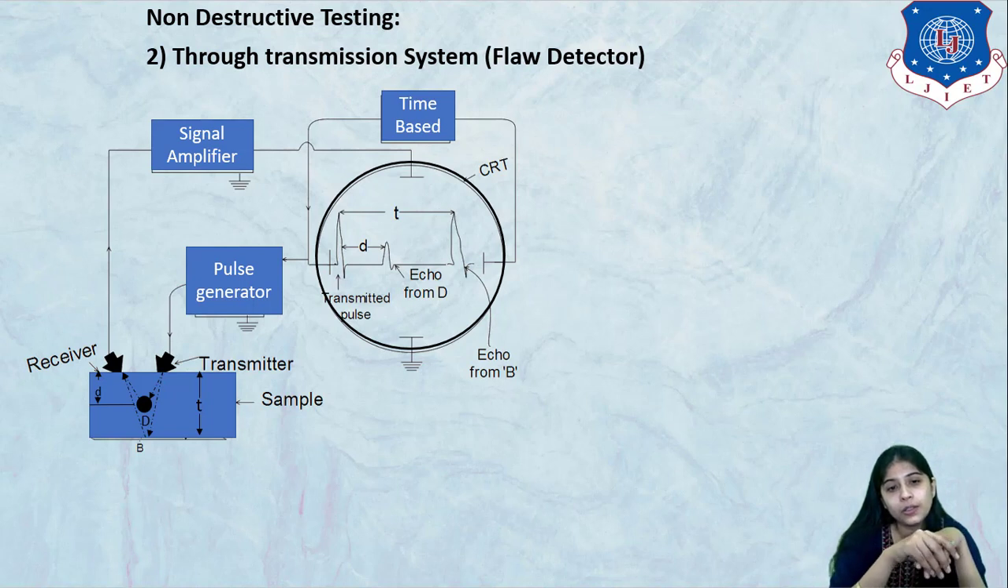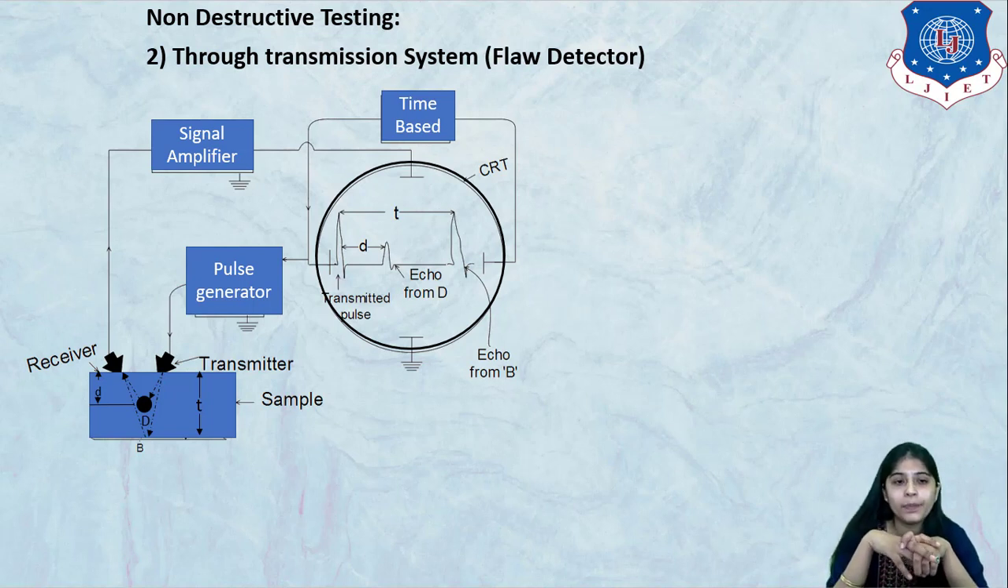Okay, so there is a screen. So this is the through transmission system. As you can see, two transducers are used. One is used as a transmitter and another is used as a receiver. First of all, the pulse generator generates the ultrasonic signal. Then the transmitter transmits the ultrasonic signal into the sample.